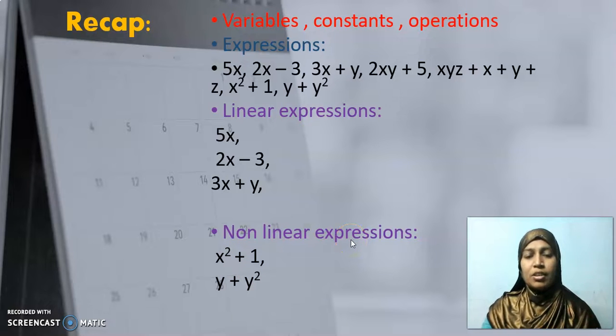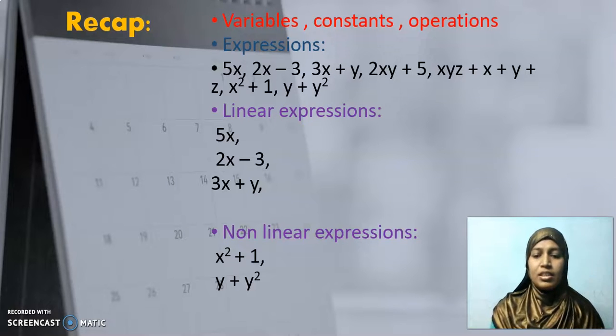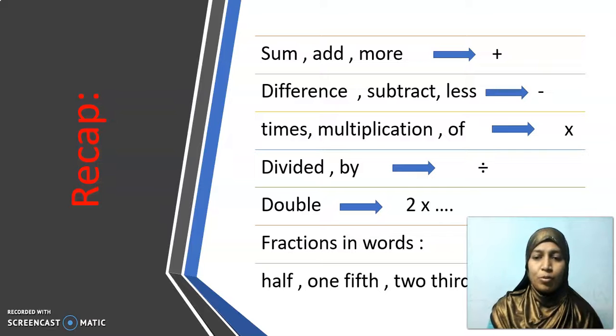Particularly in this chapter, we are going to deal with linear expressions with one variable alone. Only one variable, either x or y or t or m, anything. In the last session we learned how to solve equations where we have variables on both sides, isn't it? Now we are going to learn about some word problems, some story problems, where you will find difficulty in framing equations.